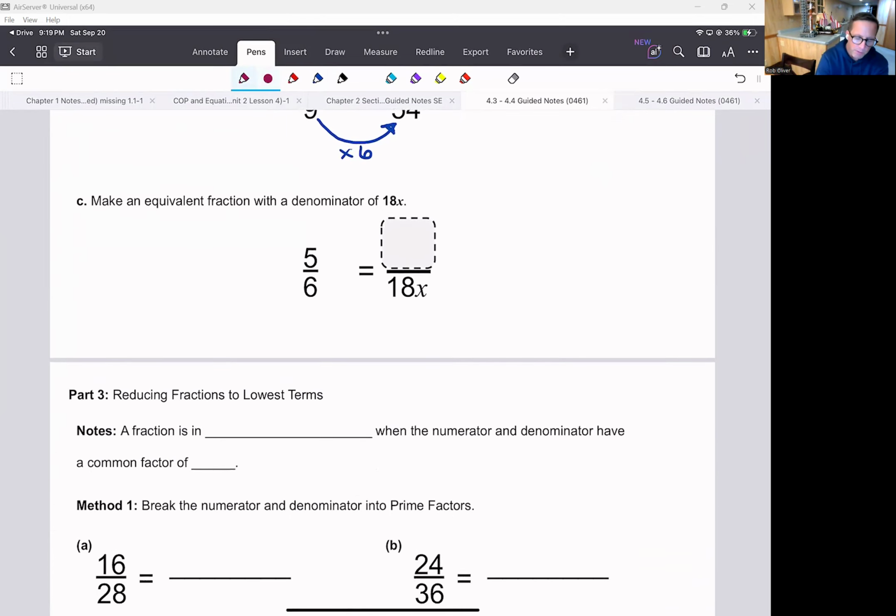Okay. Right here, what do we have to multiply 6 by to get 18x? Well, we have to multiply by 3x. 6 times 3x is 18x. Do the same thing to 5x. So we're going to multiply that by 3x, and you get 15x.